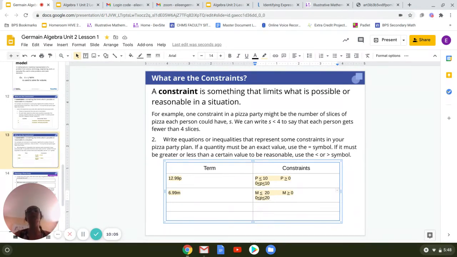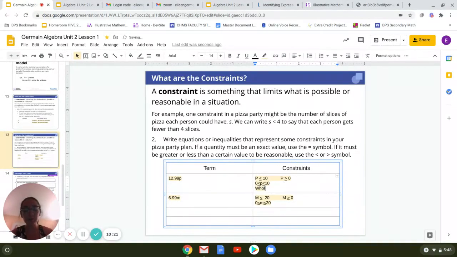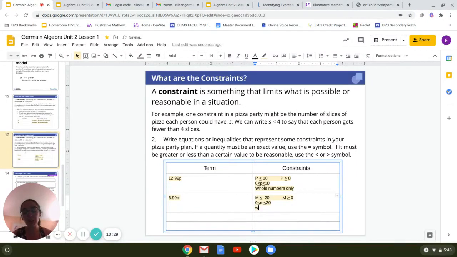That means the number of Motzies that you're going to buy falls between 0 and 20. You're also not going to buy a decimal order of this, so we're also going to say whole numbers only. Same thing for these Motzies: whole numbers only.